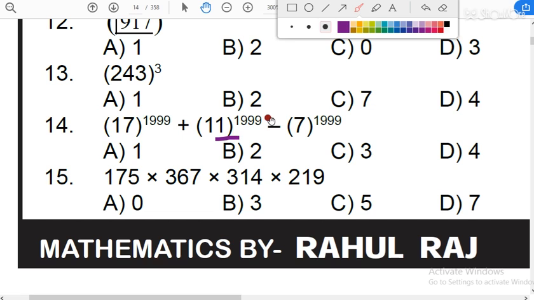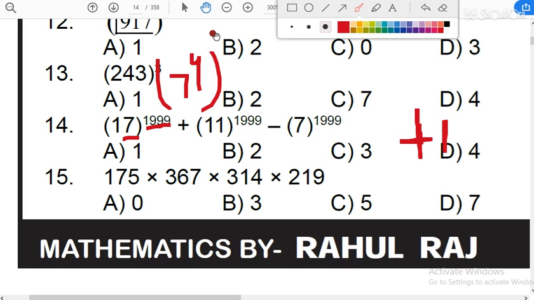Okay, 1 raised to the power of anything will be 1. So if I solve this, here I will get 1, and 1 will be added, in which 7 raised to the power 1999 appears. I have to check its unit place. 7 raised to the power 4 will give me unit place 1. 7 times 7 is 49, 9 times 7 is 63, and 3 times 7 is 21. 1999 divided by 4 gives 499.